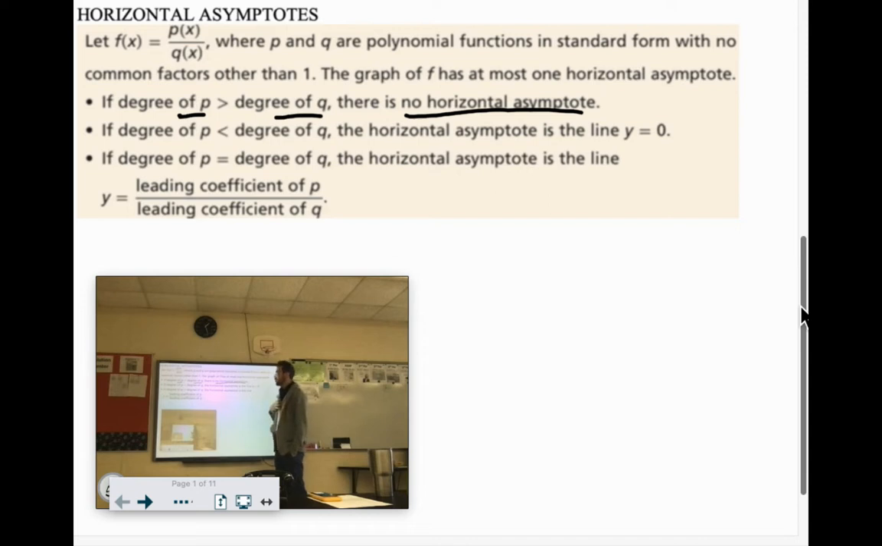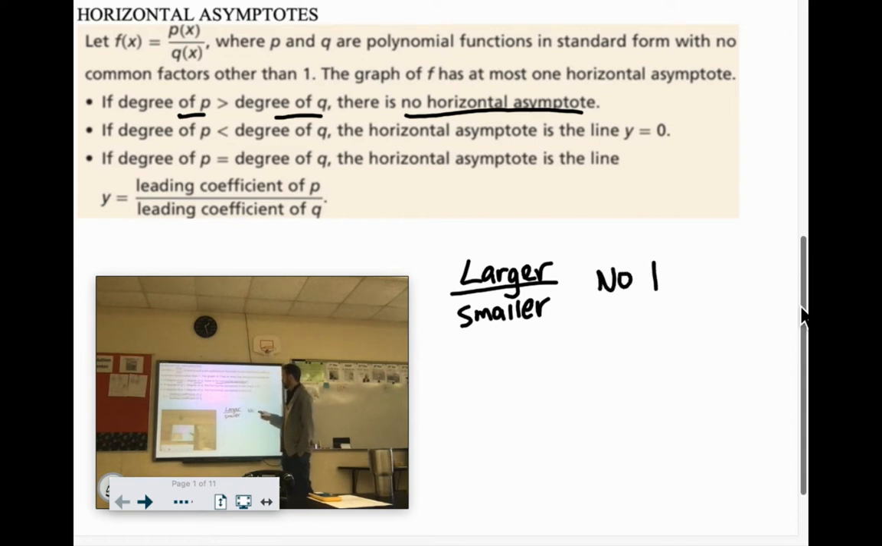So the way I would write that is, if we have a larger degree in the numerator than the denominator, then there is no horizontal asymptote. That's how I would write it on my sheet so that it's a quick check back when I'm actually starting the homework. The second one, if the degree of p, the numerator, is less than the degree of the denominator, then the horizontal asymptote is at y equals 0.